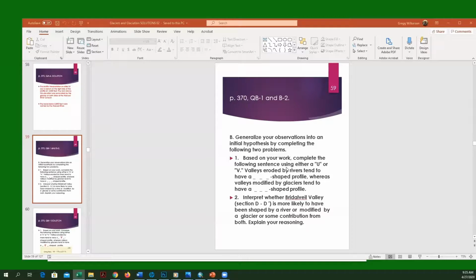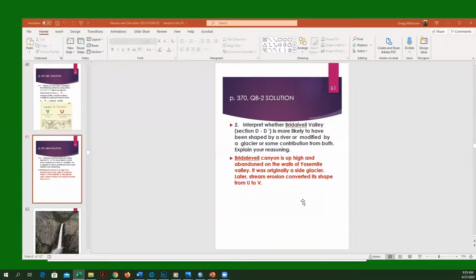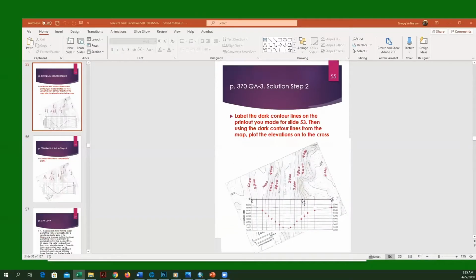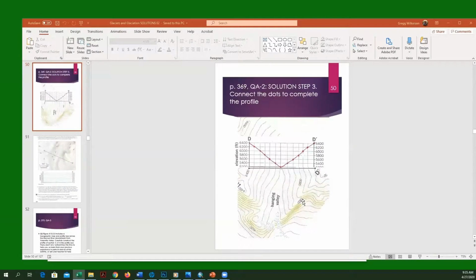Based on your work, complete the following sentence, and then interpret whether Bridal Veil Falls is likely to have been shaped by a river or modified by a glacier. Explain your reasoning. So there's a U-shaped and a V-shaped valley. And let's go back up and look at the profile. Remember the profile? That was this one. Well, that looks like a V to me. All right, V-shaped, and not a lot of deviation.